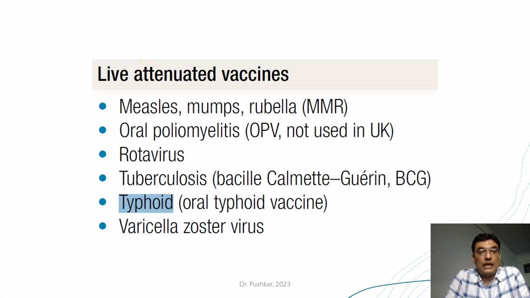Now we will see the live attenuated vaccine. This is the oral typhoid vaccine. Other examples are MMR, OPV, rotavirus, BCG, or the varicella zoster virus vaccine; all these are live attenuated vaccines. I have shown them just so that you can revise. One is the oral typhoid vaccine.